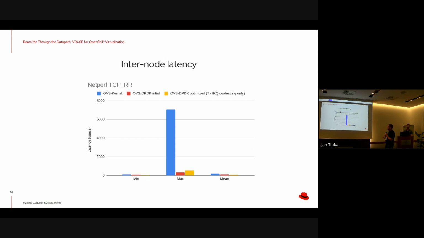But more importantly, if you remember, predictability was one of the concepts that we were trying to address. We can see that our datapath is much more predictable. The max latency is an order of magnitude lower with the optimized DPDK datapath.